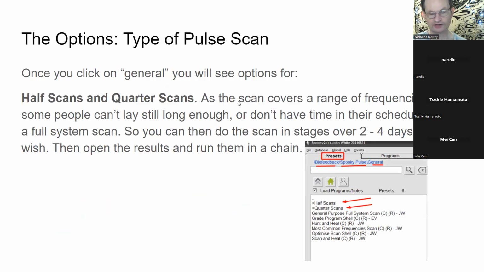Right, type of pulse scan. Now, the pulse scan takes a long time. So as you can see from the illustration on the bottom right-hand side of the screen, we've got half scans and quarter scans. So you can do 4 quarter scans and then lace them all together, combine the results of them into one chain, and then run them for your body. And that'll provide you with a good way of tackling whatever the issues are there in the body using the pulse scan method.